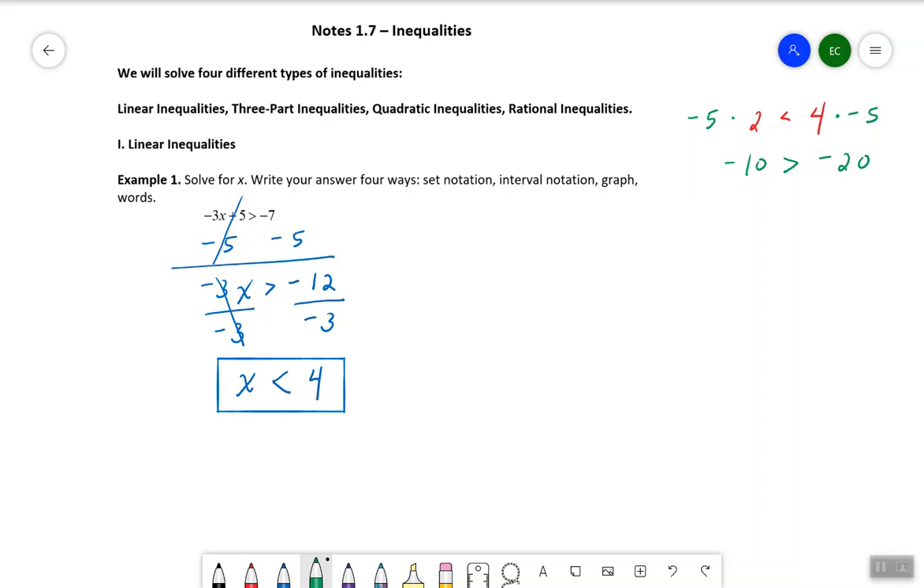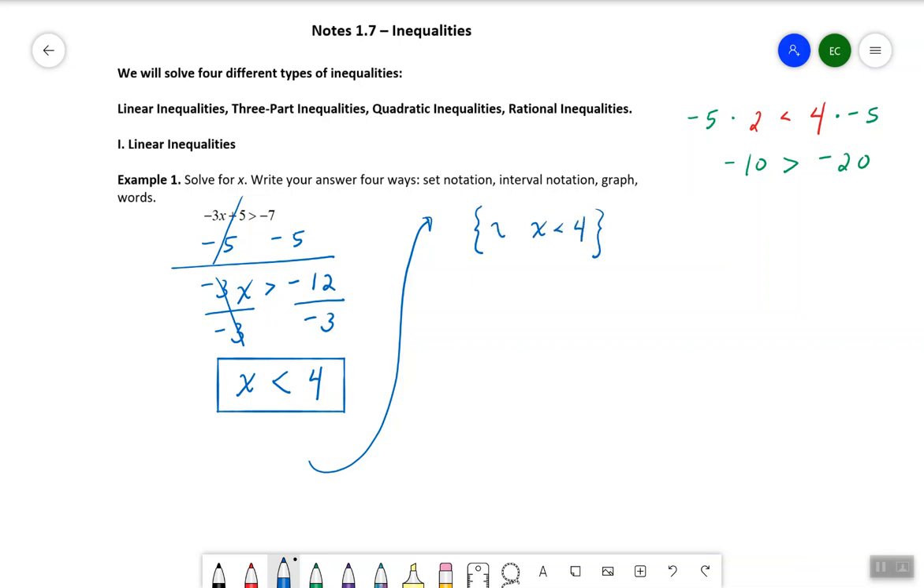Okay, so let's go back to example 1 now. There are several different ways that we can write this answer. We've just written the answer symbolically: x is less than 4. We could also put that in set notation. Set notation starts out with braces, and we want to say x is less than 4 in braces.